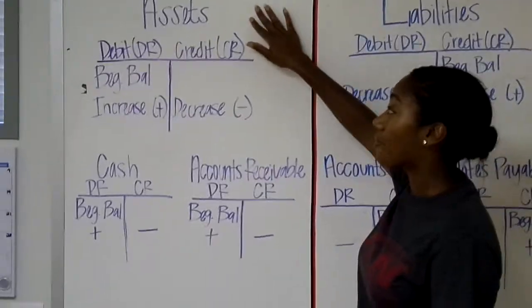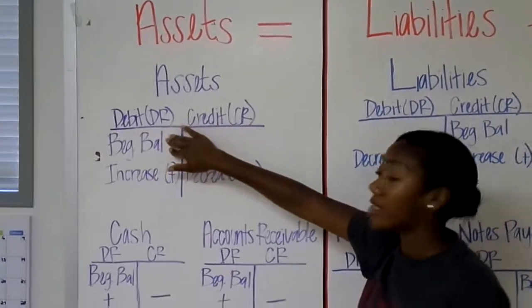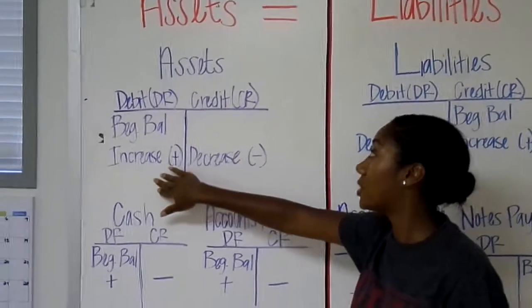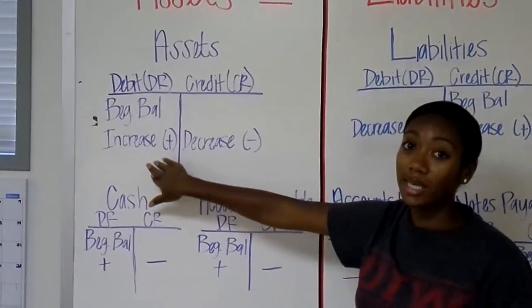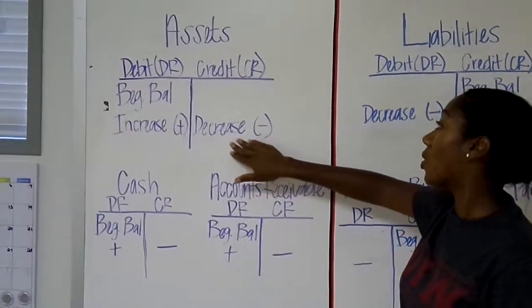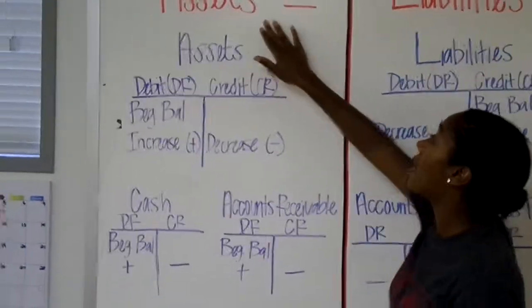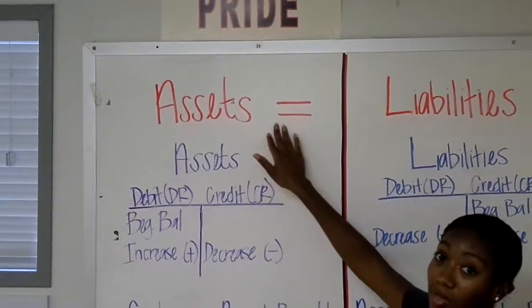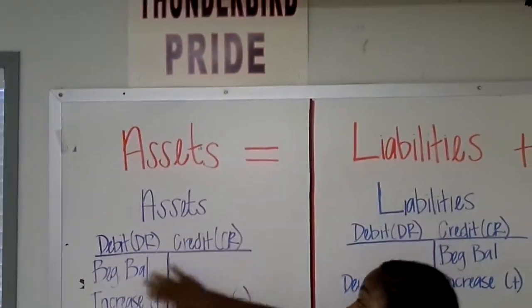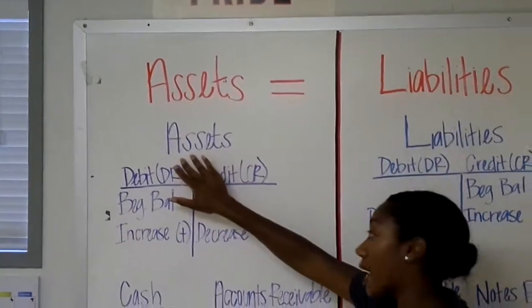Now let's talk about assets. The beginning balance of an asset is on the debit side of the T account, and any increase to an asset is on the debit side of the T account as well. Any decrease to an asset account is on the credit side. This is because if you look at the accounting equation, assets are on the left side of the equal sign, which means that any increase to an asset would be on the left side of the T account, or better known as the debit side of the T account.